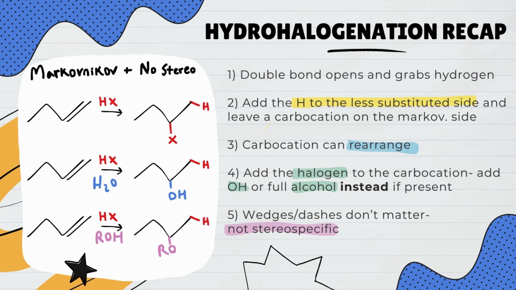And if you're more of a written word type person, here are all of the steps of the mechanism typed out too. 1. The double bond opens up and grabs the hydrogen. 2. This adds the hydrogen to the less substituted side and leaves a carbocation on the Markovnikov side, or the good side. 3. Then, check if that carbocation will rearrange. 4. Add the halogen to the carbocation. And if present as solvents, you might have to add an OH or an alkoxy group instead. And 5, finally, the wedge and dash position of the atoms added on don't really matter. You'll form both because this reaction is not stereospecific.